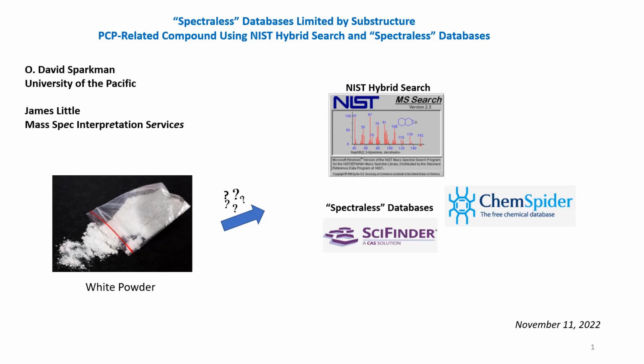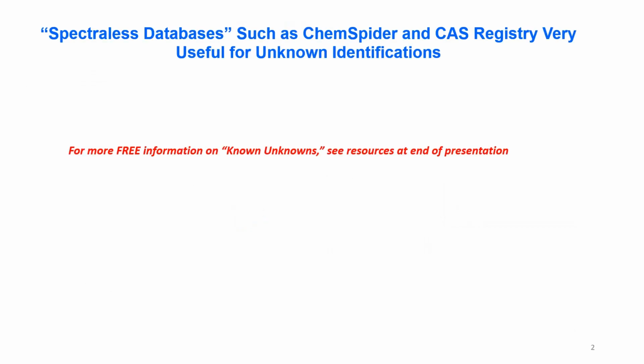As mentioned before, this did not show up in our original articles in the Journal of the American Society for Mass Spectrometry, but was added at a later date using substructures to refine the searches. Spectraless databases such as ChemSpider and the CAS Registry can be very useful for unknown identifications, especially when you limit the search results by substructural information. You can find more free information on known unknowns with resources at the end of my presentation.